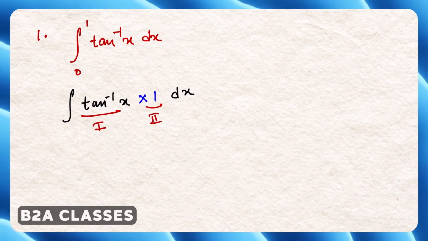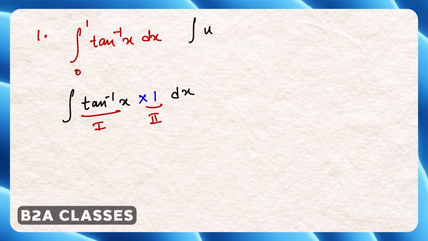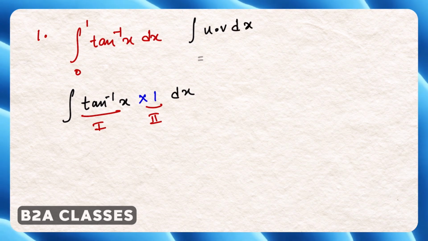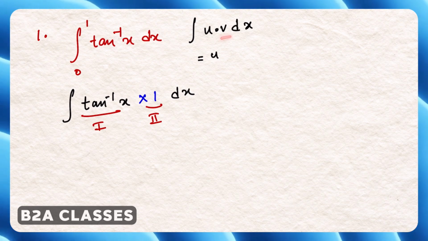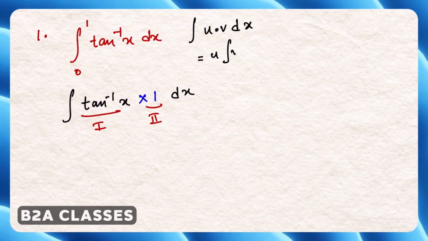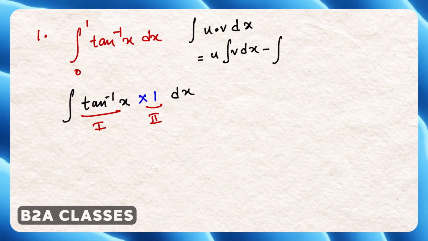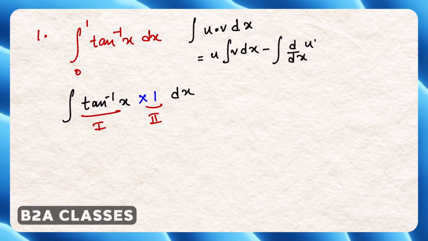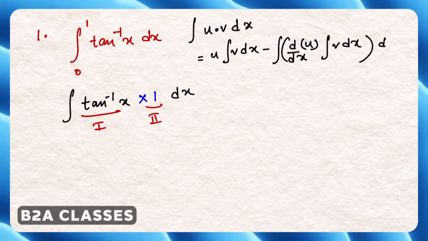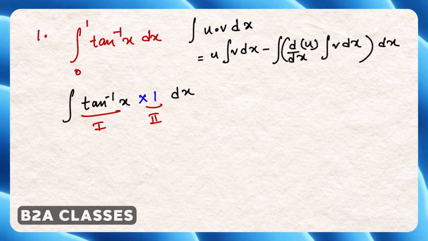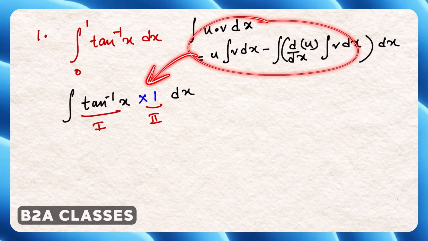And what was the formula for integration by parts? So integration of u dot v is equal to u, where u is the first function and v is the second function. So first function into integration of second function minus integration of derivative of first function into integration of second function. So ये है by parts का formula. Now we have to apply this formula here.